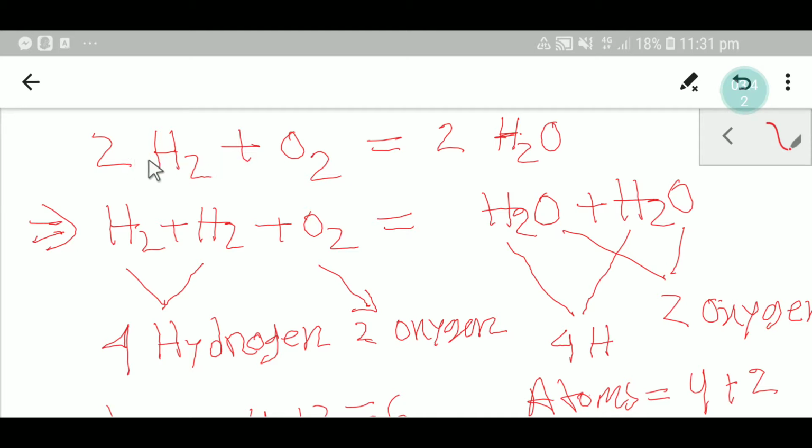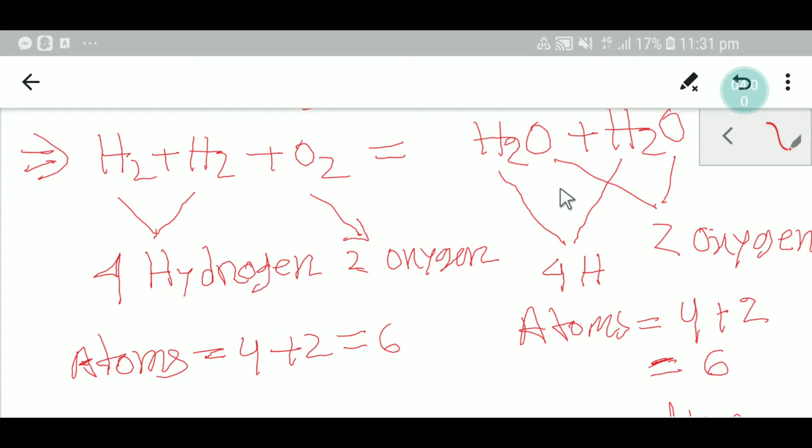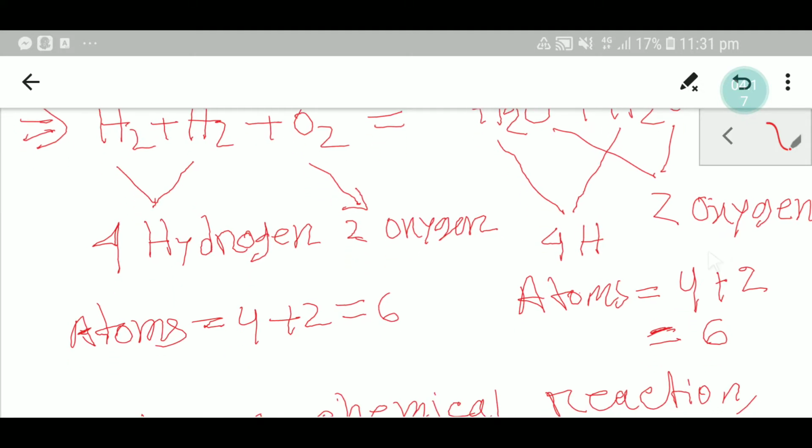2 molecules of hydrogen, we can write like this: 1 molecule plus 1 molecule, plus here we have 1 molecule of oxygen, and here we have 2 molecules of water, that is 1 molecule of water plus 1 molecule of water. So here we are getting 2 plus 2, that is 4 hydrogen atoms, and 2 oxygen atoms. On the right hand side we are getting 2 plus 2, that is 4 hydrogen atoms, and oxygen 1 plus 1, that is 2 oxygen atoms.